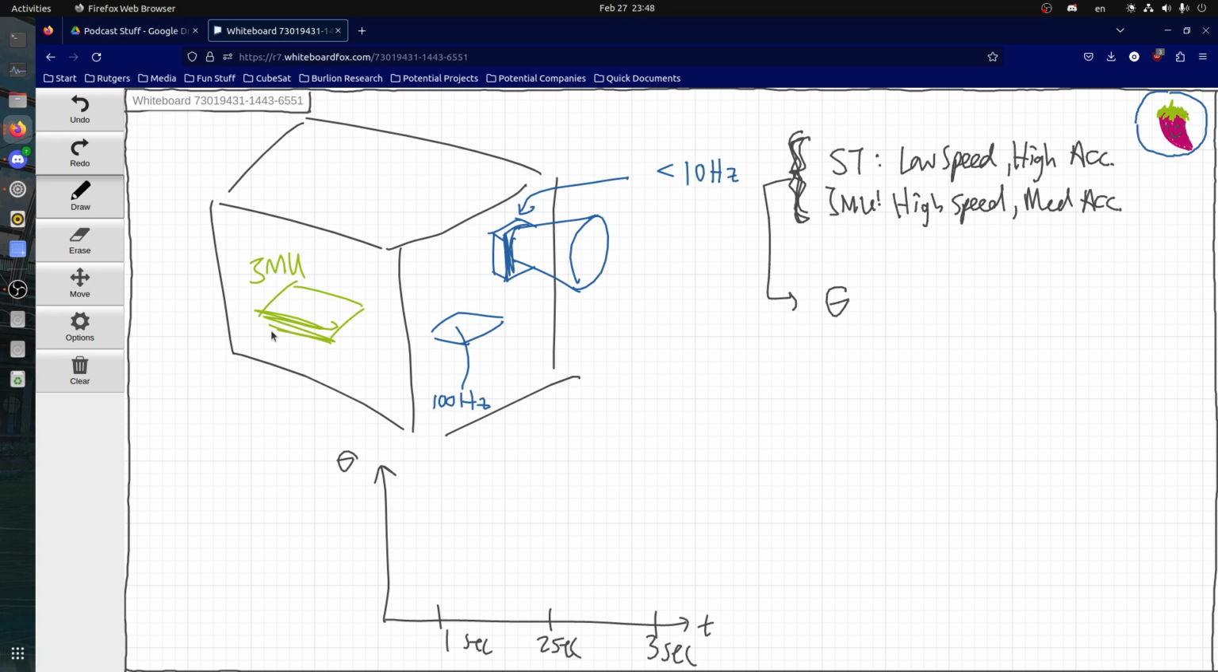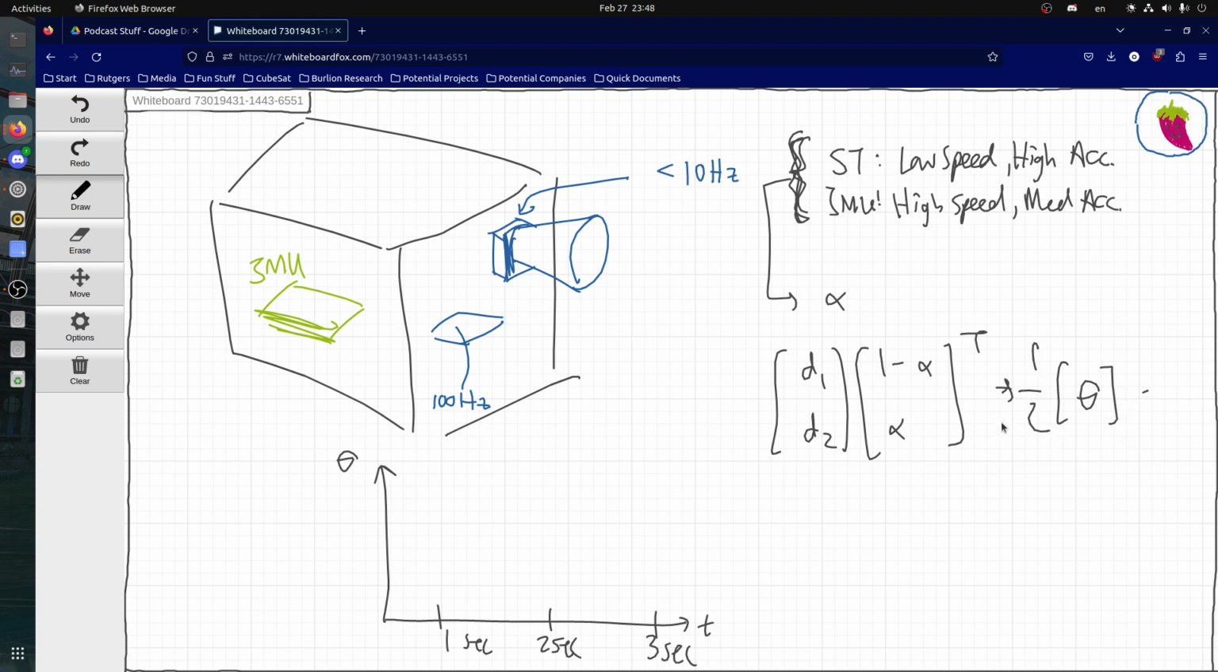The answer is usually some coefficient value, usually some alpha. And that tells you, if I have data 1 and data 2 from the star tracker and IMU respectively, how should I weigh this data? Usually it's like 1 minus alpha times alpha. That'll give me my estimate, this is transposed because you do this times this. Then that'll give you some estimate, usually half of that, and this is the value that you use.